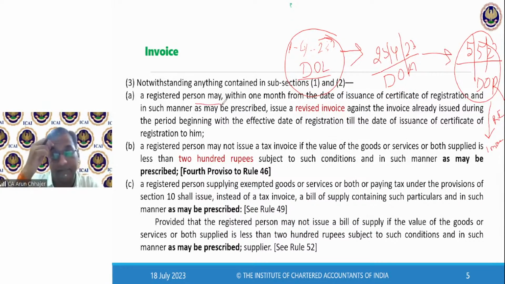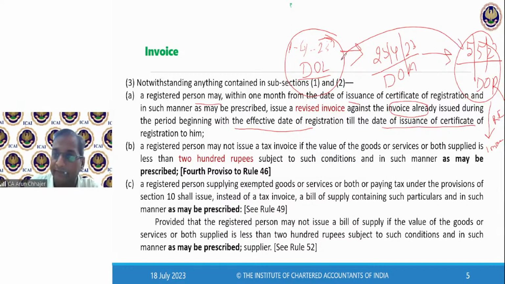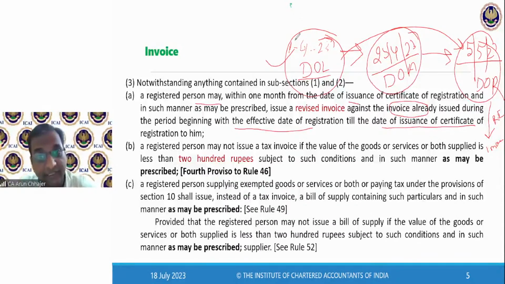A registered person within 1 month from the certificate of registration can issue the revised invoice against the invoice already issued, in the period beginning with the effective date of the registration till the issuance of the certificate. So between this date, we have also discussed the concept of effective date of registration. Correct? If the registration is applied within 30 days, then the date of the liability would be the effective date. Otherwise, date of the grant of the registration certificate.